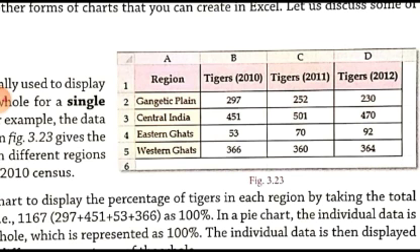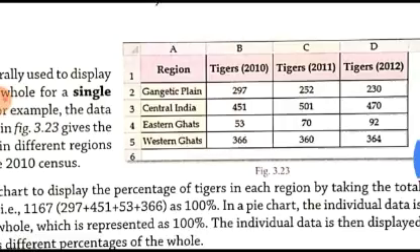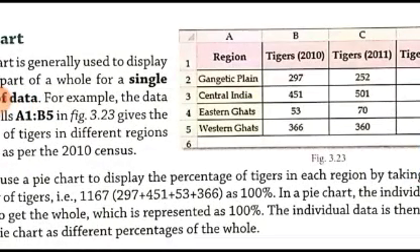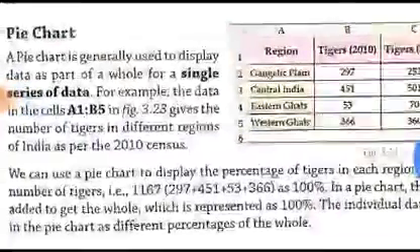So we are having the data for the number of tigers which were present in 2010, 2011, and 2012 in these 4 regions respectively. We are having the values for the number of tigers in these 4 regions for every year separately. For 2010 we are having a separate series of values, for 2011 a separate series of values, and for 2012 a separate series of values. So together there are 3 separate series of data.